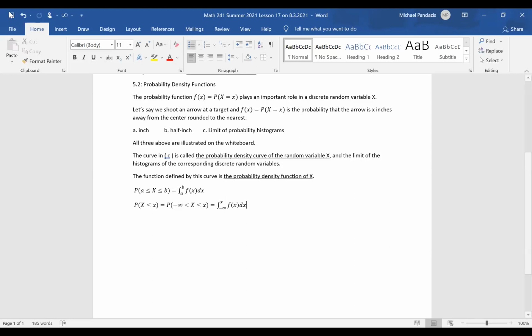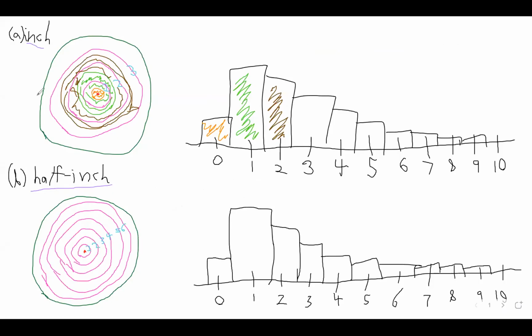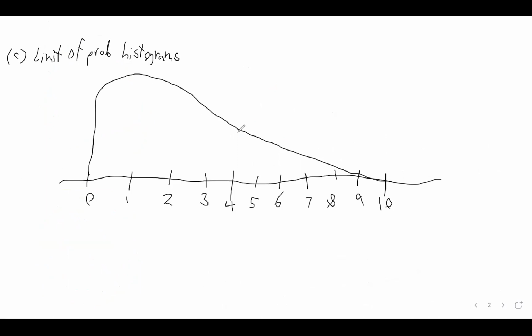Well, so look. You have a histogram, right? Let's say you round to the nearest inch. This histogram is like an approximation of the PDF. Now you round to the half inch. This is a better approximation. Round to a quarter of an inch. It's a better approximation. And if you take the limit of these better and better approximations, you get the actual PDF. The PDF is the limit of those probability histograms.